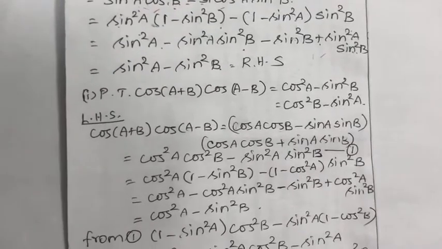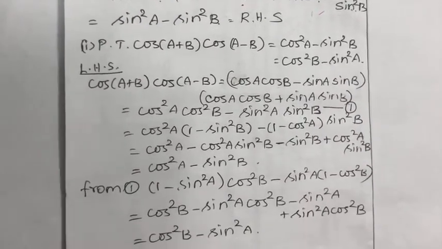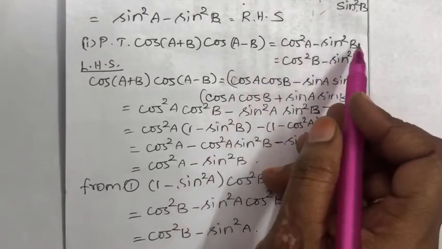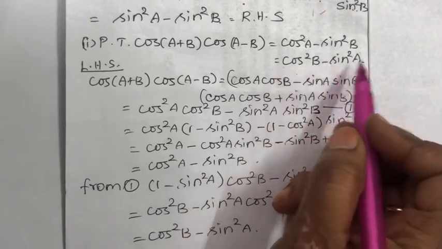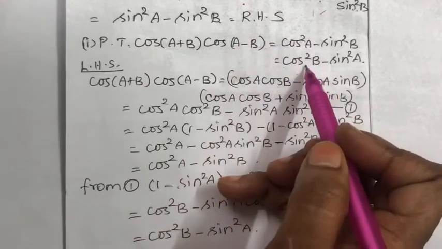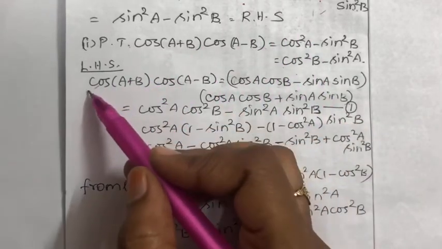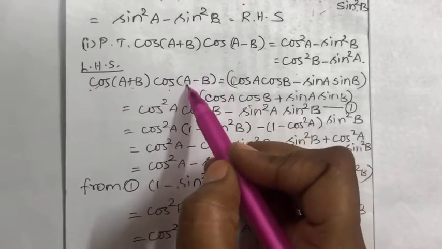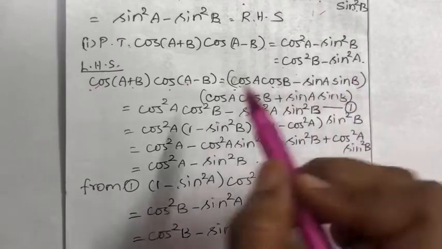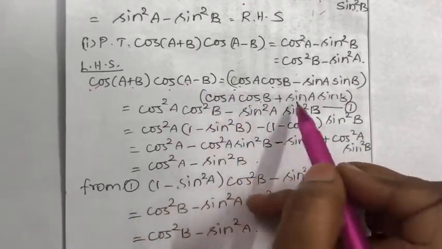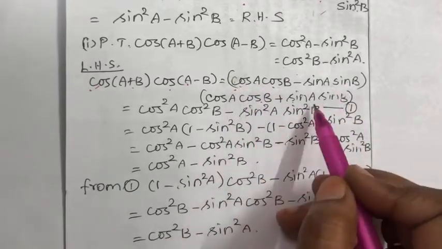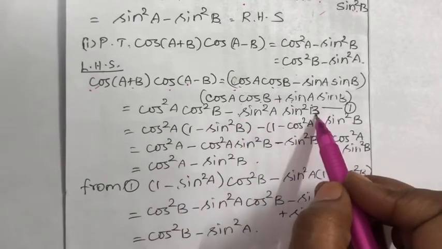Second one, prove that cos(a+b) into cos(a-b) is equal to cos square a minus sin square b, equal to cos square b minus sin square a. Okay, this expression is equal to this as well as that. So let's take our left hand side, cos(a+b) into cos(a-b). First we are going to write the formula: cos a cos b minus sin a sin b, here cos a cos b plus sin a sin b. The minus and plus, so (a minus b) into (a plus b), that is a square minus b square.